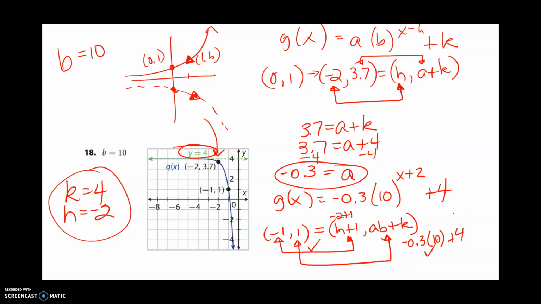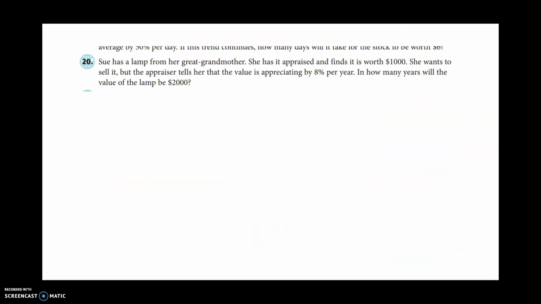So we were able to verify our A, B, H, and K. So this is the correct equation. All right, 13.1, here's a story problem.